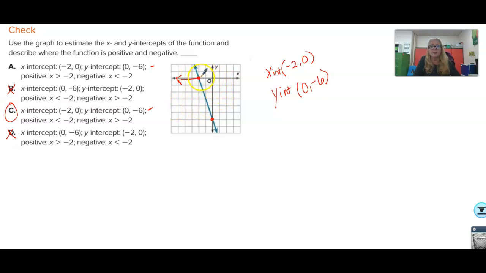Where is it negative? It's negative this way because this is all below. Anything to the right of this point would make the function negative. And so that's why this says x is greater than negative 2. That makes it negative.